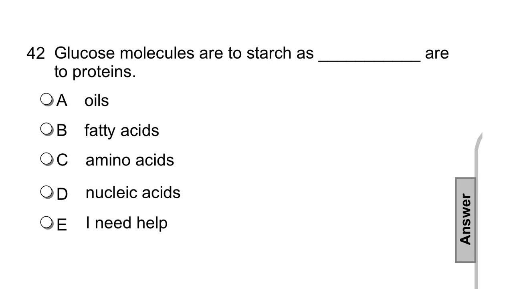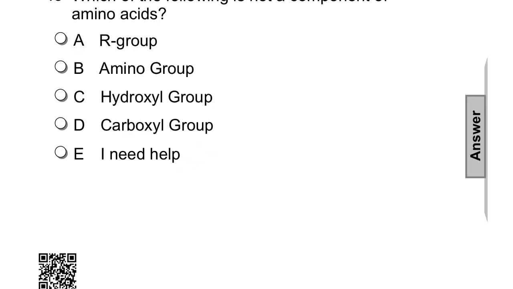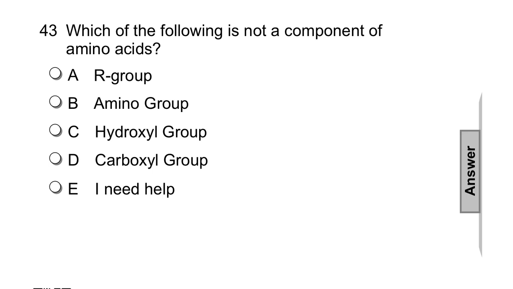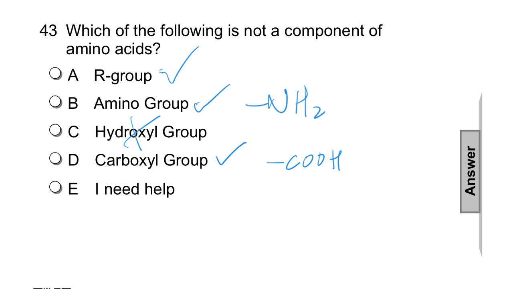Glucose molecules are the monomers of starch, which is a polymer. That's proteins to proteins. So what are the monomers of proteins? Amino acids. Which of the following is not a part of amino acids? Well, amino group, hydroxyl group. No. Carboxyl group. Okay, carboxyl group is COOH. Amino group is NH2. The R group, you just put it in as a box. There's 20 different ones of those. There's no OH group.